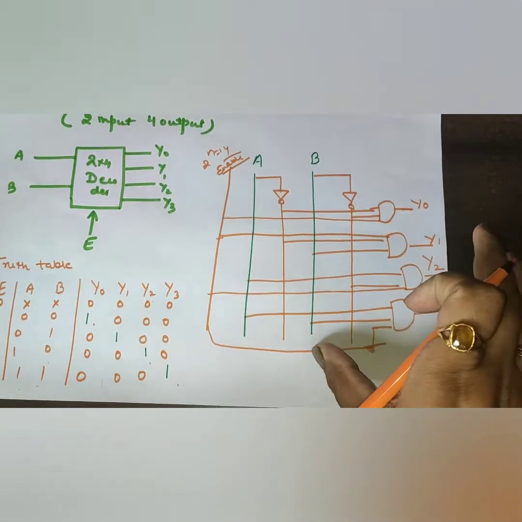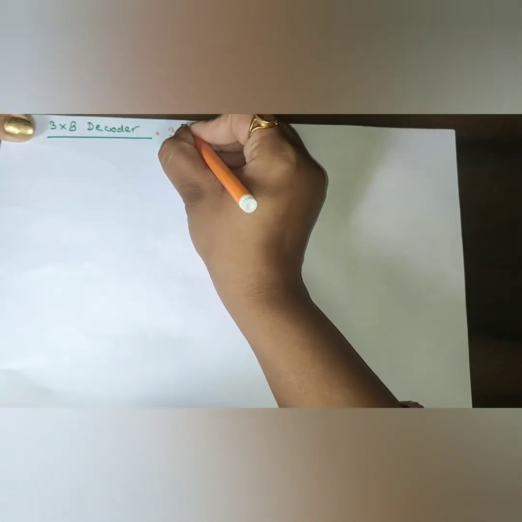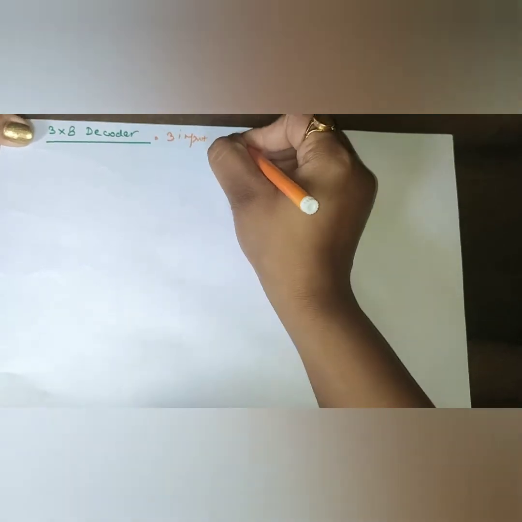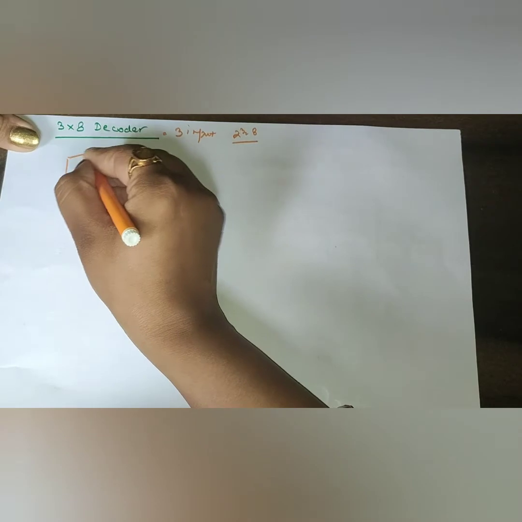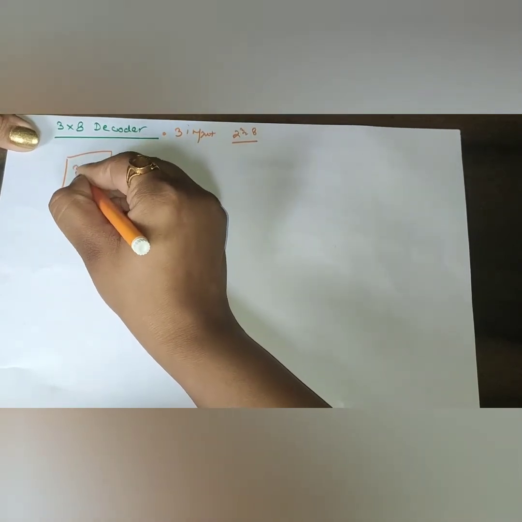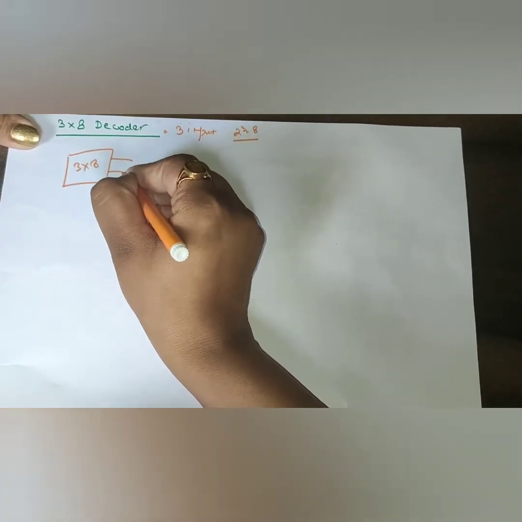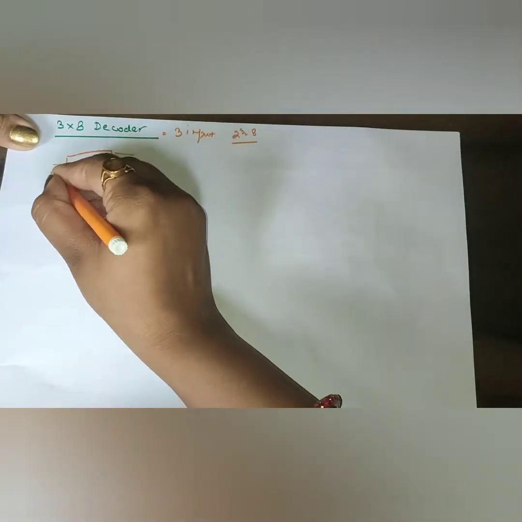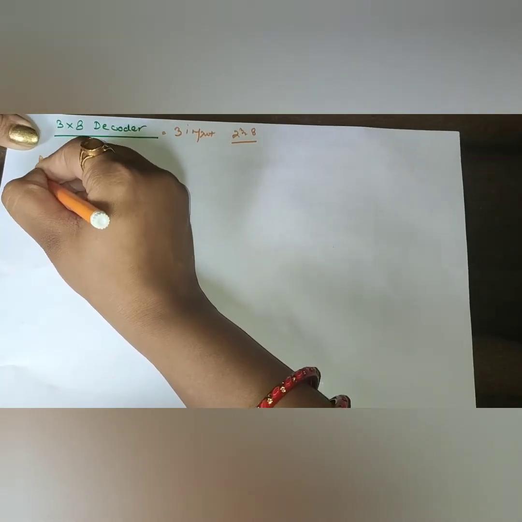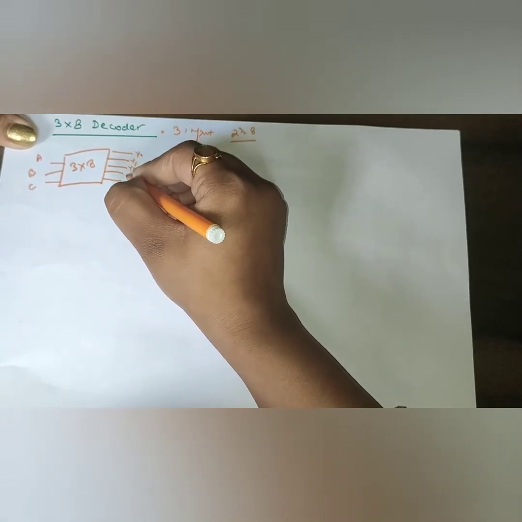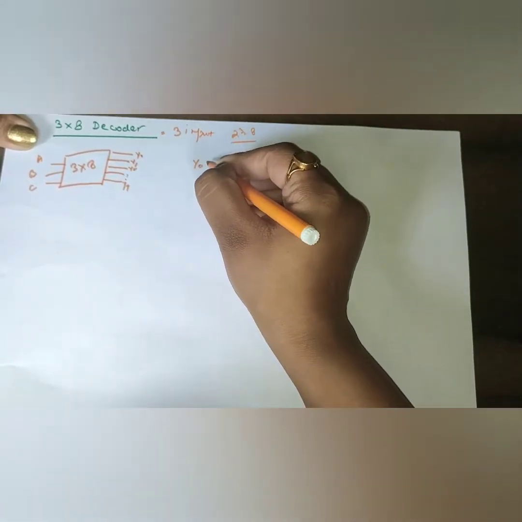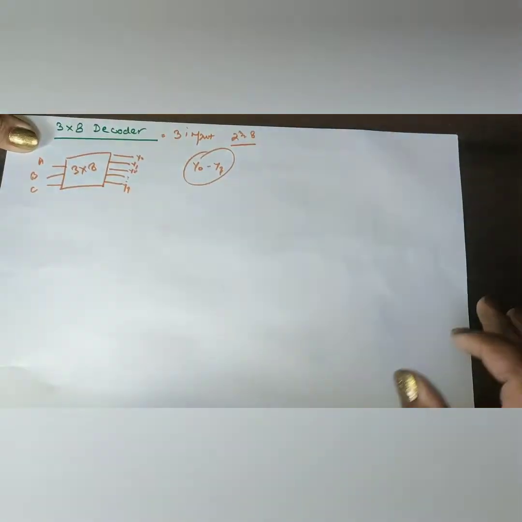Now I will talk about one more example, the 3 to 8 decoder, where 3 is input, then the output will be 2 to the power 3, that is 8. So in this 3 to 8 decoder, the output will be 8 and the input will be 3. Let's suppose the input is A, B, C and the output will be y0, y1, y2 up to y7. From y0 to y7 there are 8 outputs.